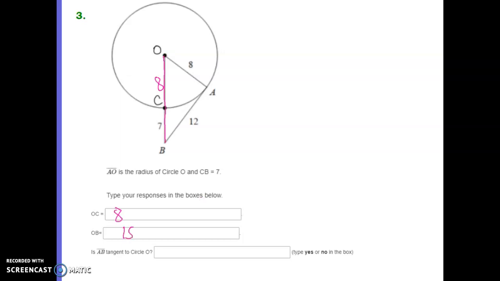And it's asking, is this segment right here, line segment AB, is that tangent? Well, is 12 squared equal to 7? No, I lied. Back it up. Hypotenuse is across from the possible right angle. So the hypotenuse is 8 plus 7. So is 15 squared equal to 8 squared plus 12 squared? And when you solve it, you will see that it is not. So the answer here is no, it's not tangent. You've got to have a right triangle in order for it to be tangent.